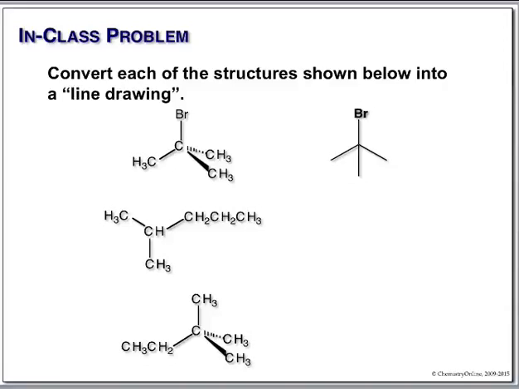Our next one. Step one, you identify the longest chain, don't you? Always your first step. 1, 2, 3, 4, 5 carbons. On our second carbon, we have a CH3. Could you draw this backwards, upside down? Could you take and turn one of them up and down or sideways? Absolutely. Your longest chain is 5 carbons with a CH3 on the second carbon.